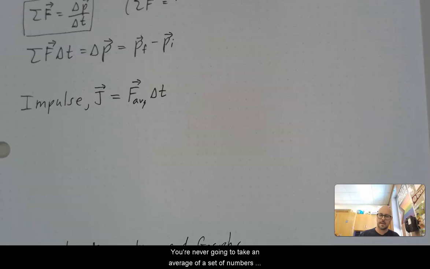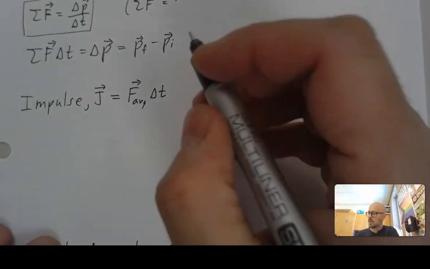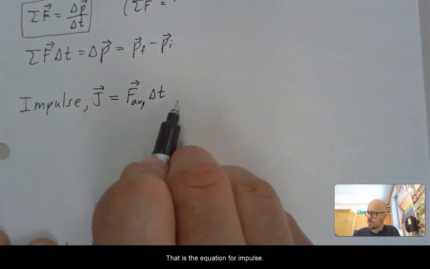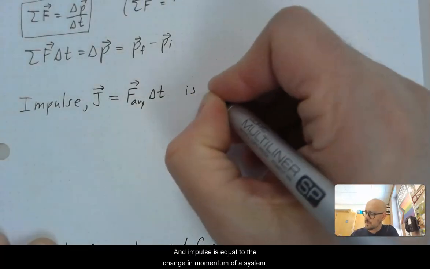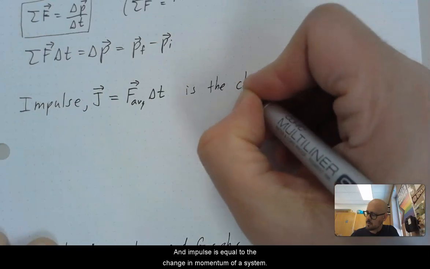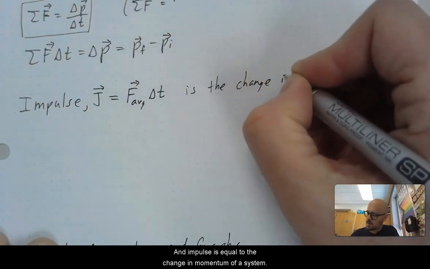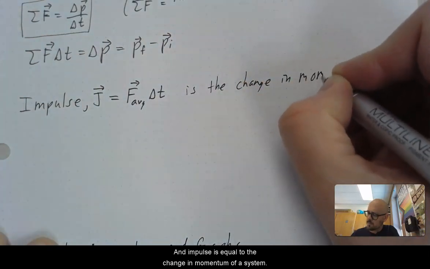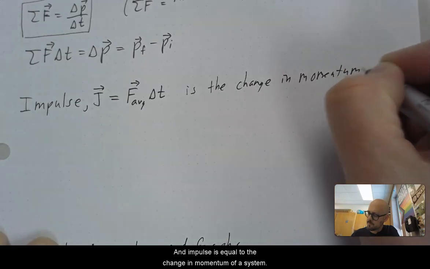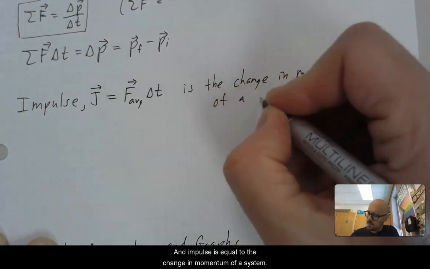You're never going to take an average of a set of numbers when you're doing this. All right, that is the equation for impulse, and impulse is equal to the change in momentum of a system.